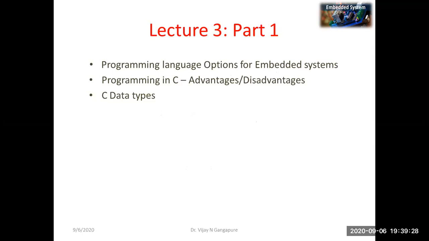So first, in part 1, we will discuss these 3 points. First, programming language options available for embedded systems based on any microcontroller, and that could be the 8051 microcontroller as well. Then we will see what the advantages and disadvantages of using the C programming language for programming embedded systems are. And then we will move our focus to the various C data types that we are going to use while programming embedded systems in C.